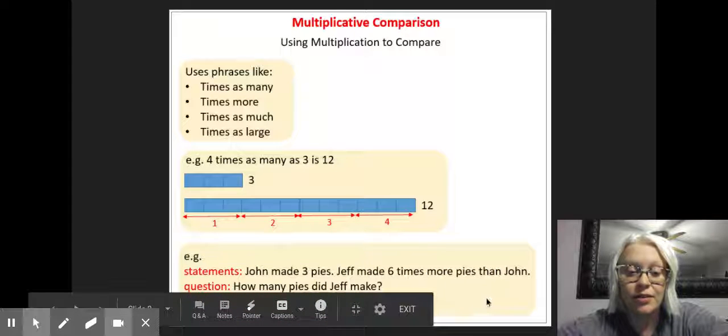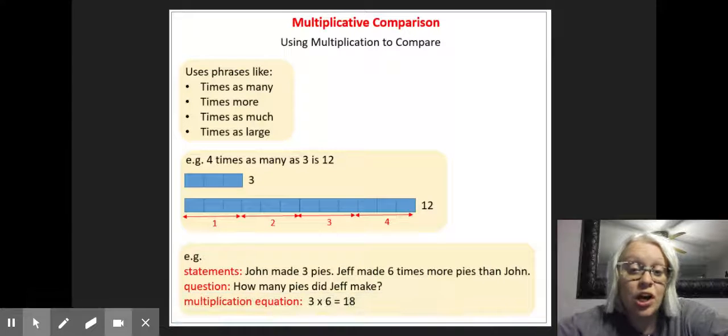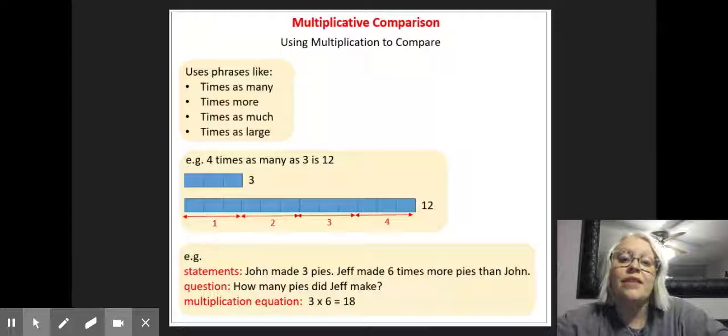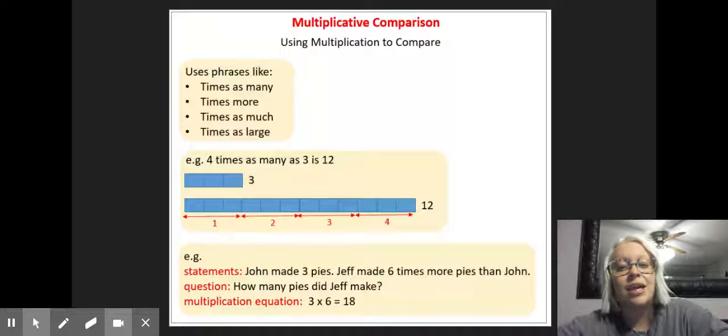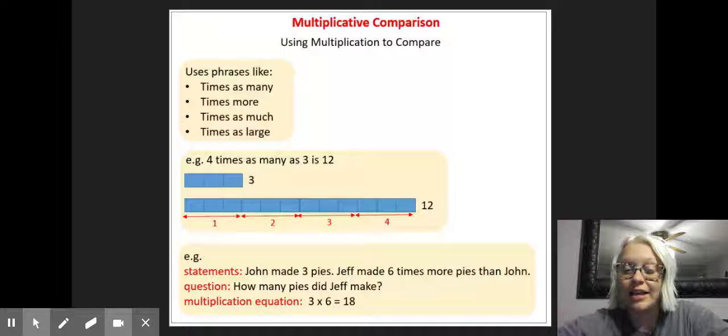So here are some more things at the bottom. Let me make this part go away. So here's just some examples. John made 3 pies. Jeff made 6 times more pies than John. So what's our question? How many pies did Jeff make? Because they told us he made 6 times the amount of pies that John did. So we need to be able to do the math to figure out how many that is.